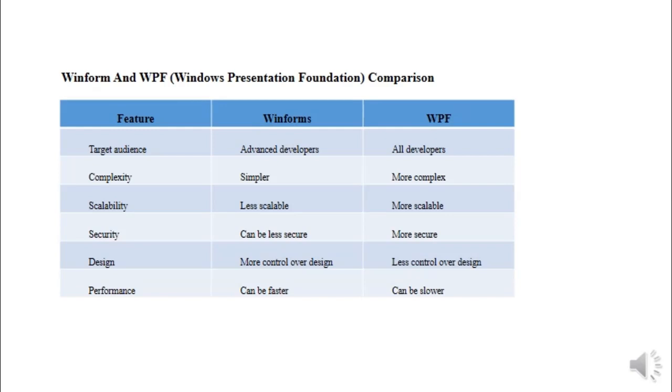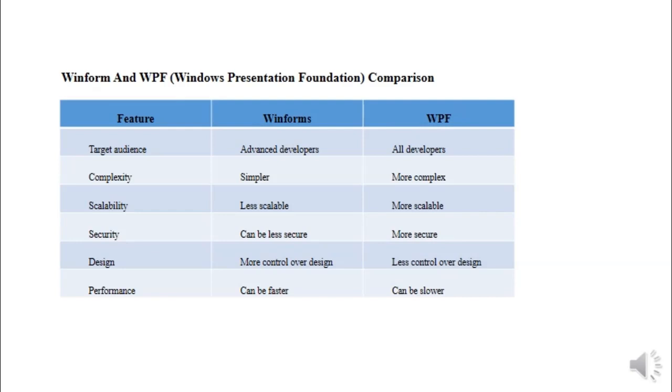Scalability: WinForms tends to be less scalable compared to WPF, making it suitable for small to medium-sized applications with simple requirements. WPF is more scalable, offering better support for handling complex and large-scale applications, making it a preferred choice for enterprise projects. Security: WinForms can be considered less secure due to its older architecture, which may lack some of the modern security features.